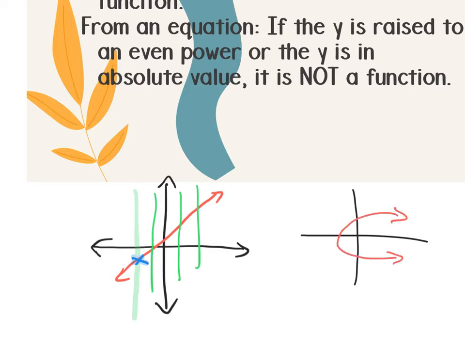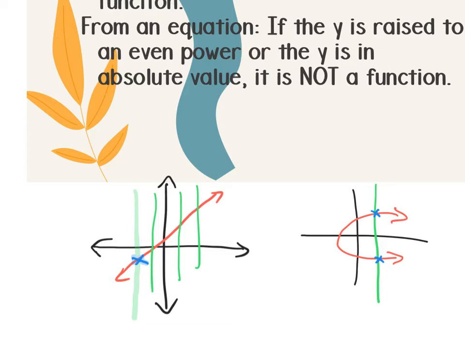As soon as I draw my vertical line down, notice it touches it here and here. So this would not be a function. Basically, if you have just an x with no exponent and a y with no exponent, all of those are going to be functions, unless it's a vertical line.